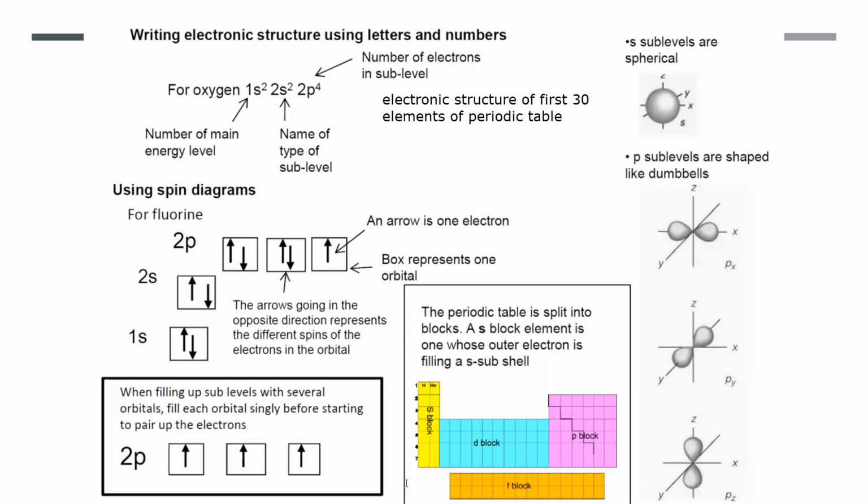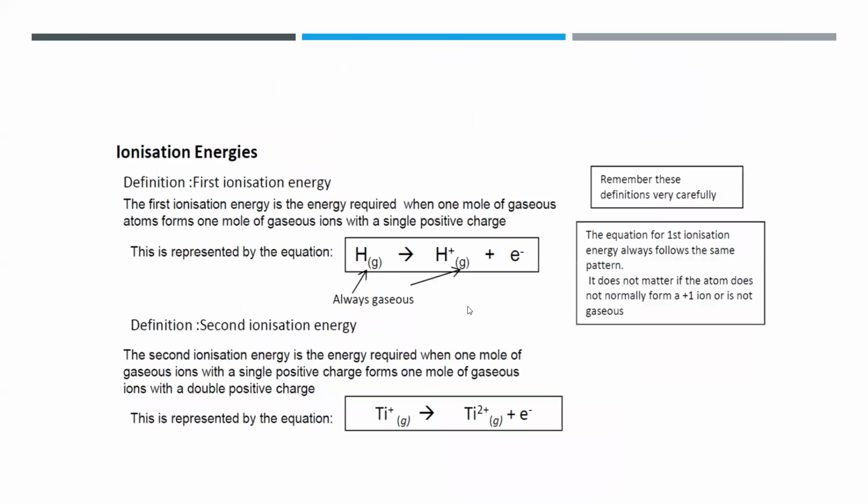The electronic structure for the first 30 elements of the periodic table. That's a practice. As we discussed earlier, how to write the electronic structure. Then ionization energy. What is the ionization energy? First ionization energy is the energy required to remove an electron from a neutral gaseous atom.